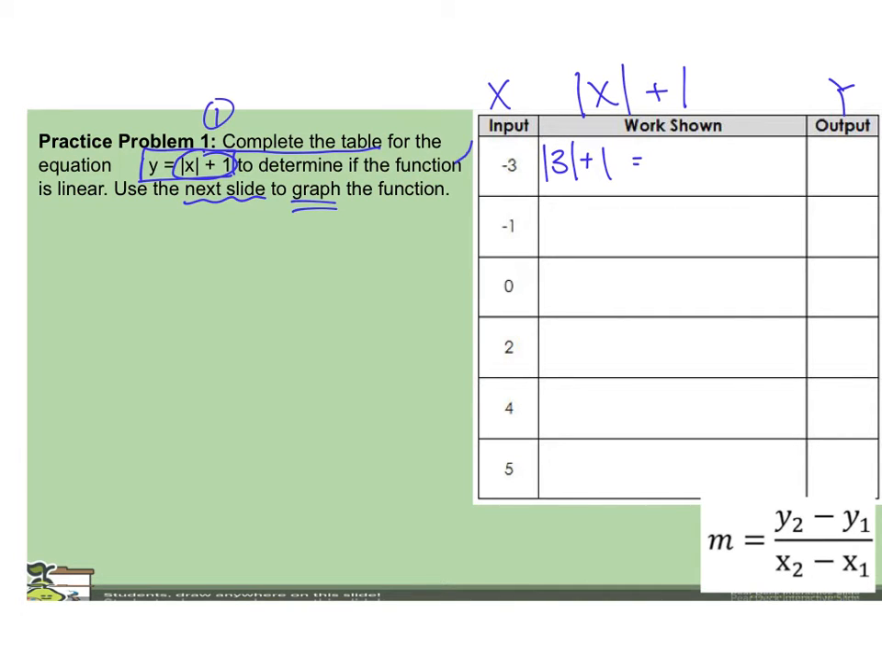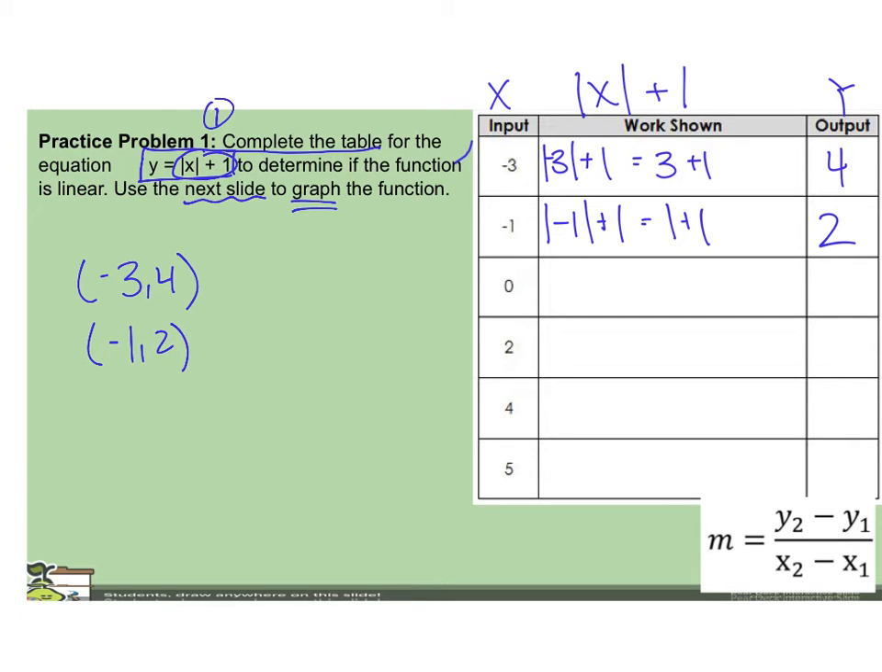The absolute value of negative 3 is 3. Plus 1 is 4. So that's my first ordered pair, right? Negative 3, 4. Then for the next line, the absolute value of negative 1 plus 1. Absolute value of negative 1 is 1. 1 plus 1 is 2. There's my second ordered pair.